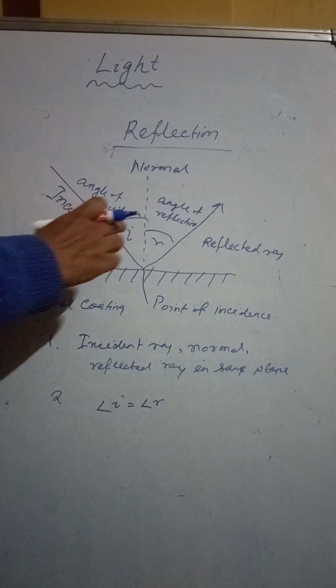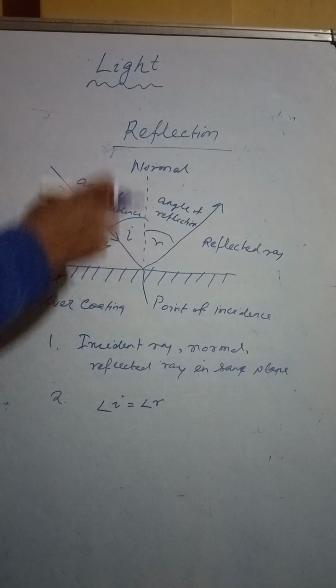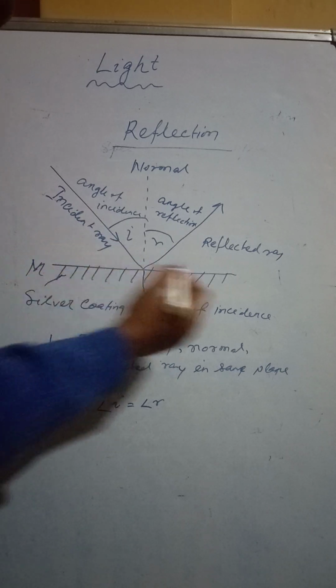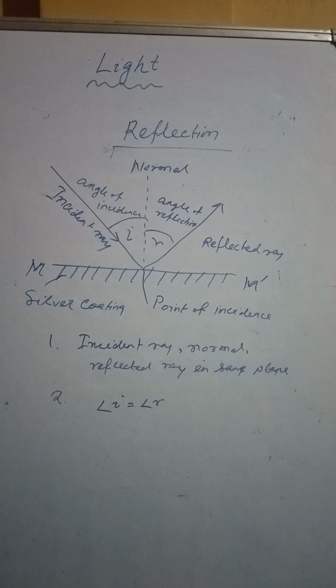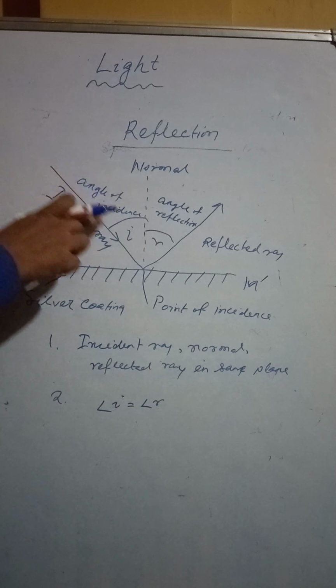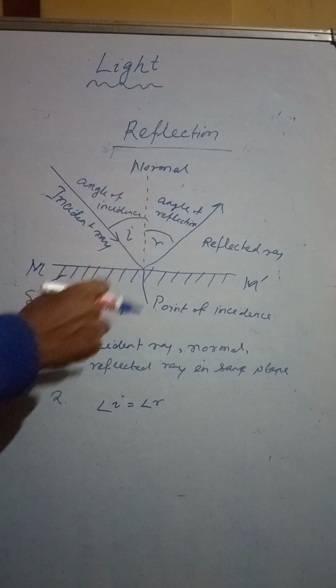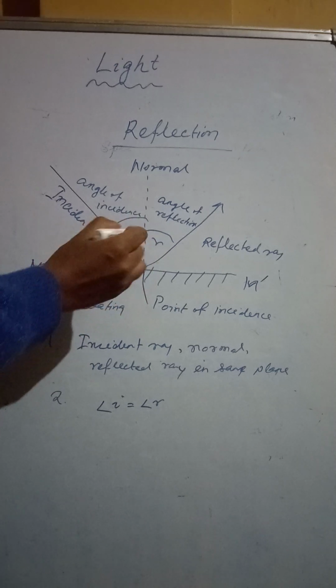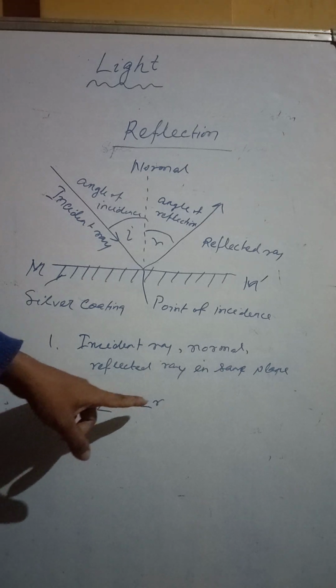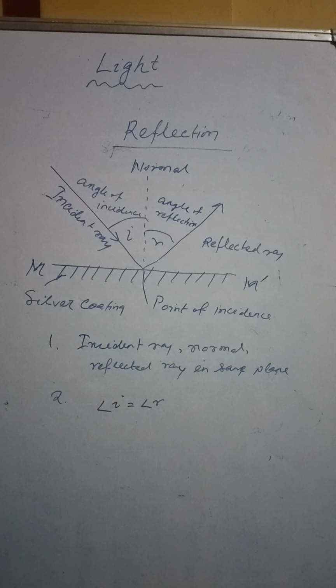You have to measure I, that is the angle between the incident ray and the normal. It is not the angle between the incident ray and the mirror. This is mirror M dash. So the angle of incidence is the angle between the incident ray and the normal, and the angle of reflection is the angle between the reflected ray and the normal. They will be the same. These are the two rules of reflection.